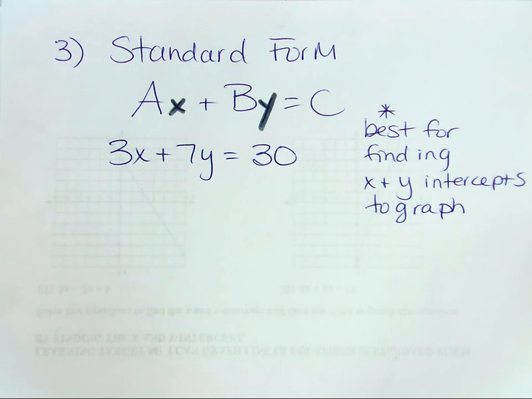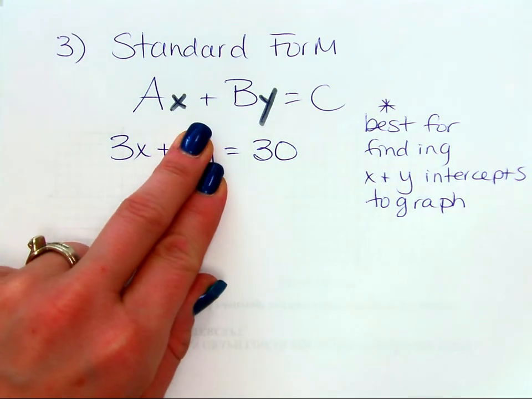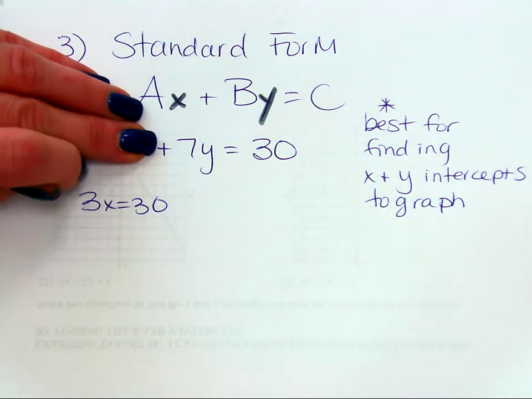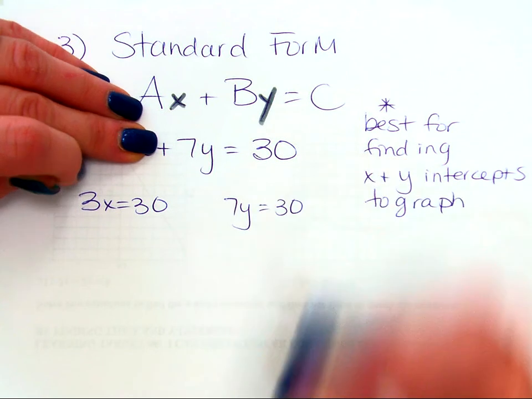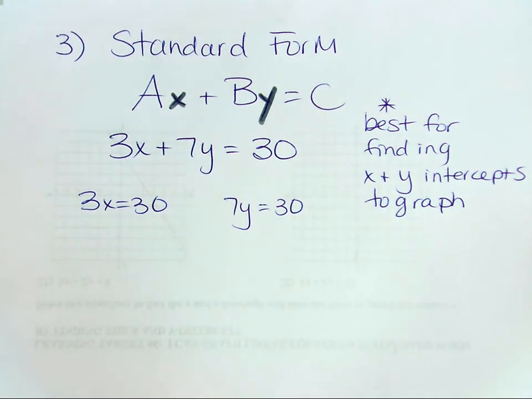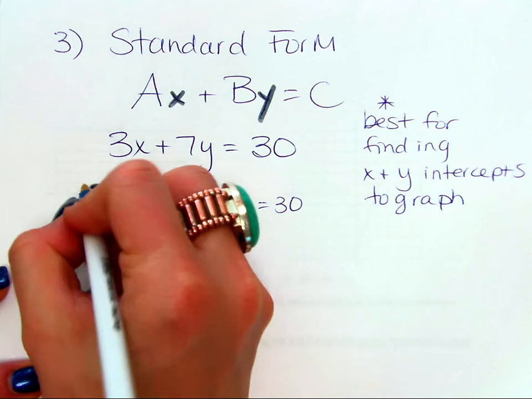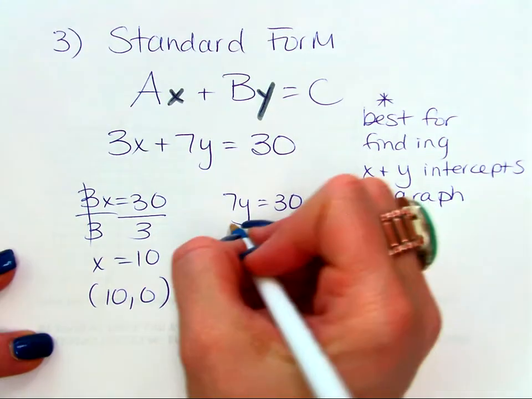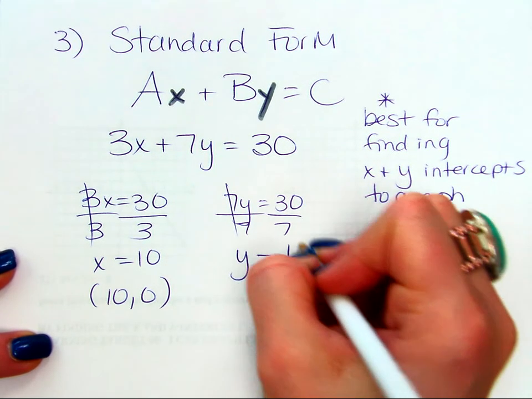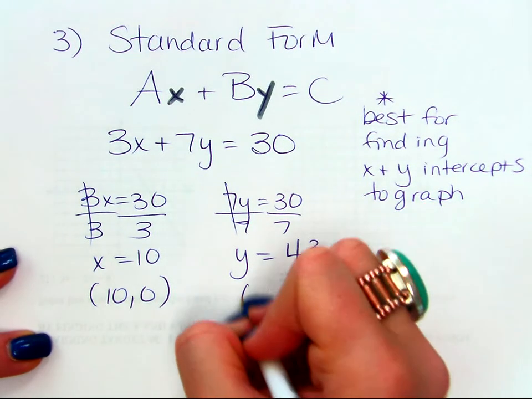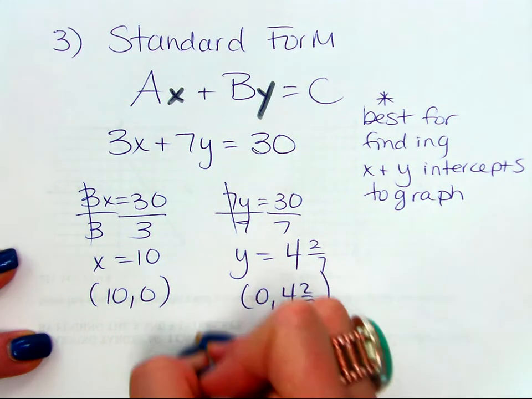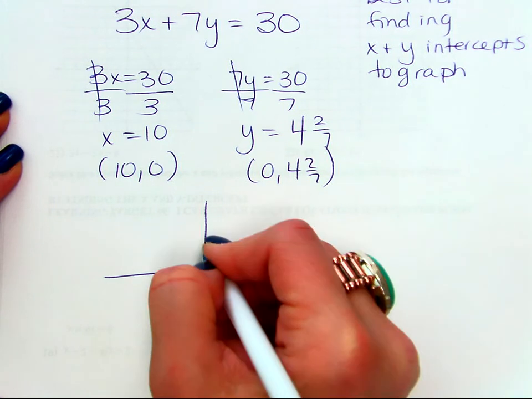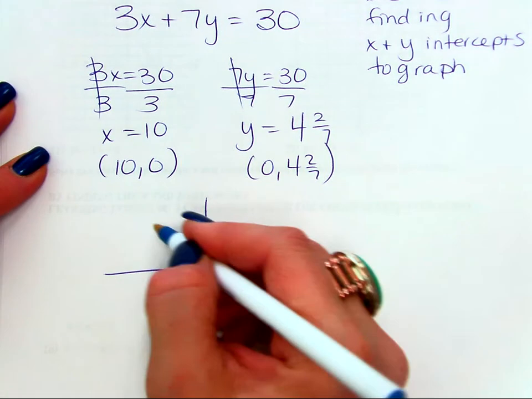So if you said, I'm going to cover up the 7y and create an equation that says 3x equals 30, then I'm going to cover up the 3x and create an equation that says 7y equals 30, and then I'm going to find each of those. You graphed by finding the intercepts. That is the useful way to use standard form. X is equal to 10, which means one of your points is (10, 0). And here, we should be fairly comfortable with this. 4 and 2/7, which means (0, 4 and 2/7). And then, when you go to graph it, you have an x-intercept of 10, a y-intercept of 4 and 2/7, and there's your line, right?